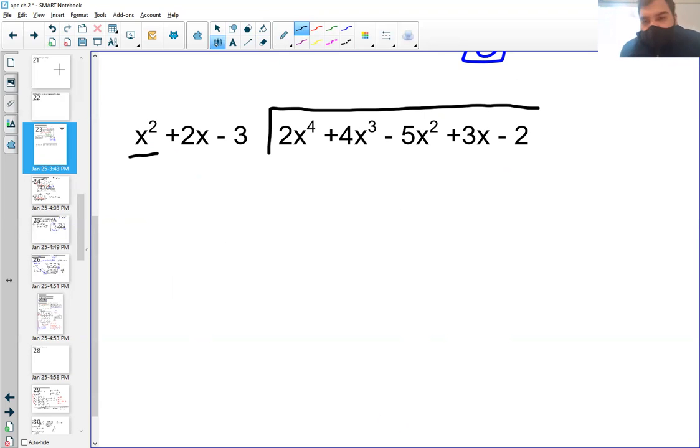So you fully ignore the hangers-on. Abby, you start. Which one do you start with? You want to match the x squared with the 2x. That's how you want to match.